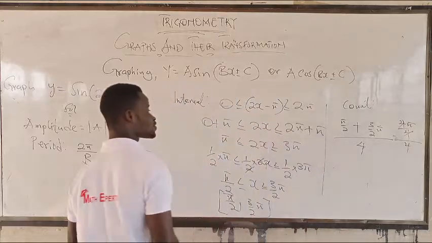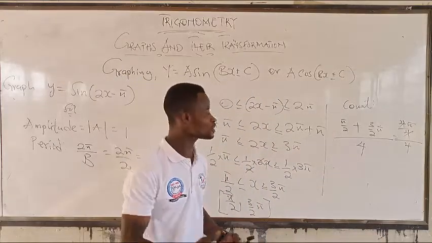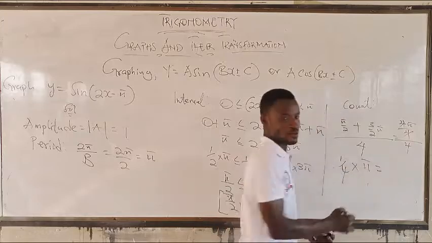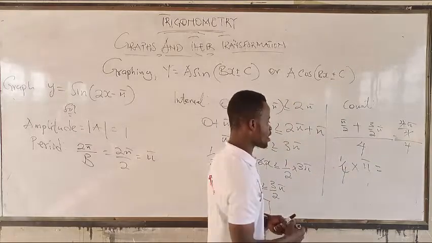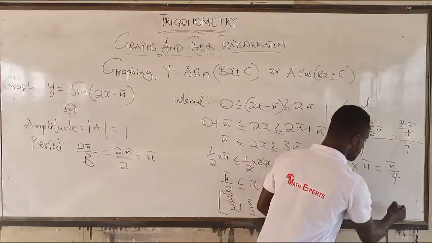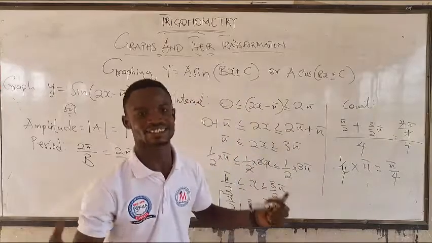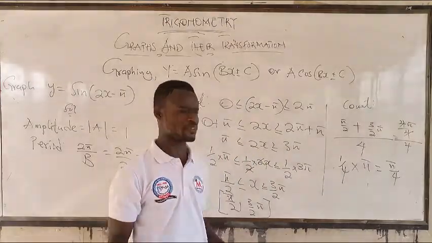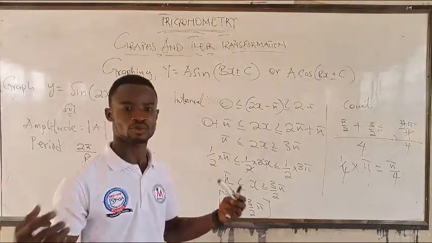So to count by, we just multiply 4 by the period, which is what? The pi. And we are going to get pi on 4. So the interval is just pi on 4, which is the same as 45 degrees. So we start the counting.